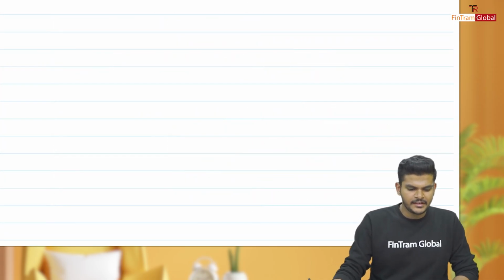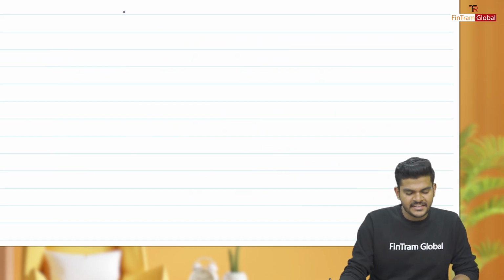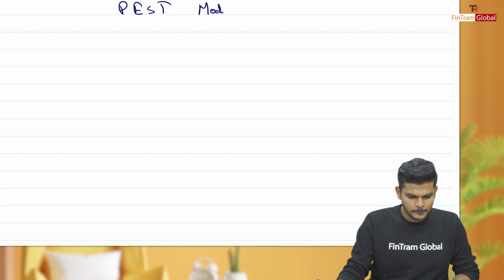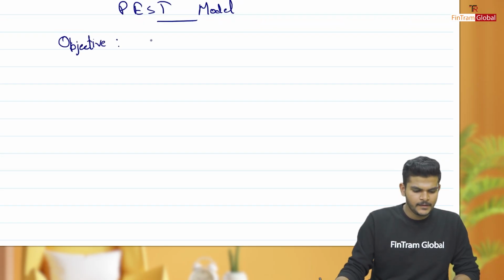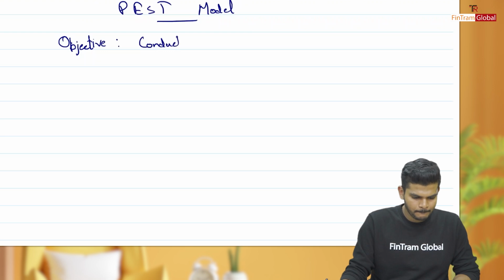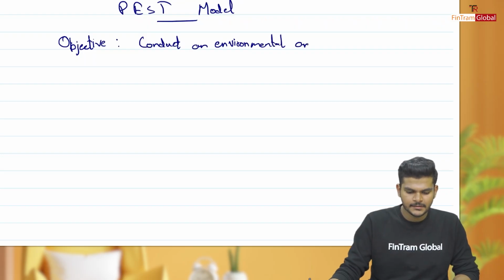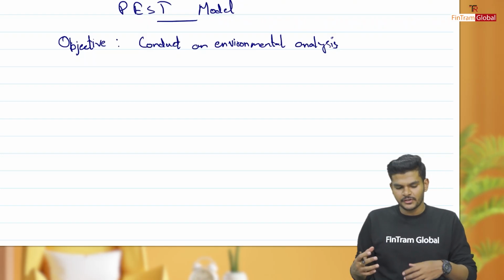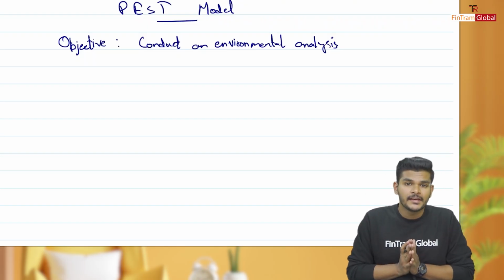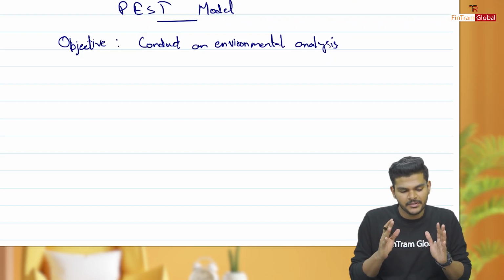Let's have a look at another model, which is basically the PEST model, isn't it? PEST model. And what is the objective of this particular model? It helps to conduct an environmental analysis, right? Because the PEST model is usually used in order to conduct a macroeconomic environmental analysis. Okay, folks, so that's basically what we use this model for, simply.